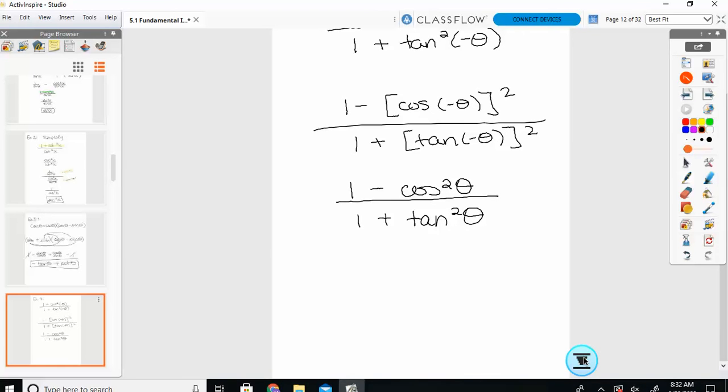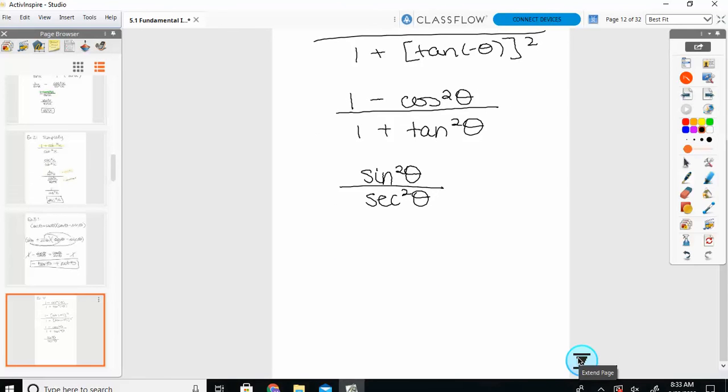What is 1 minus cosine squared? Sine squared. That is going to be the most common identity. It will come up all the time. So 1 minus cosine squared theta is just sine squared theta. What is 1 plus tangent squared theta? Secant squared theta. Okay.